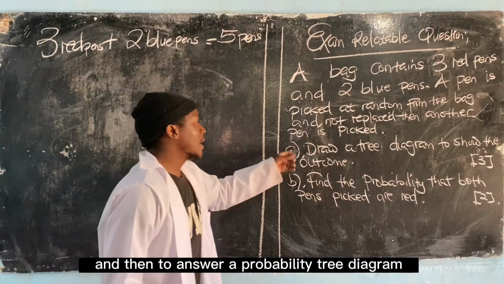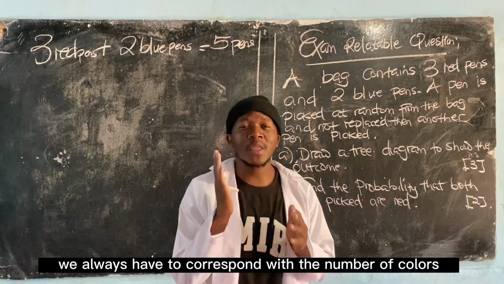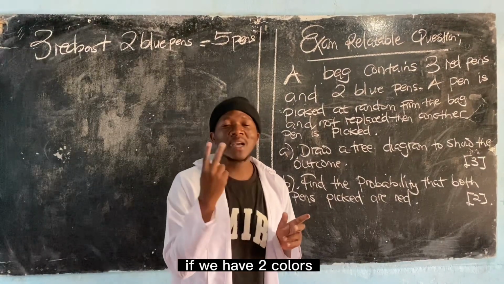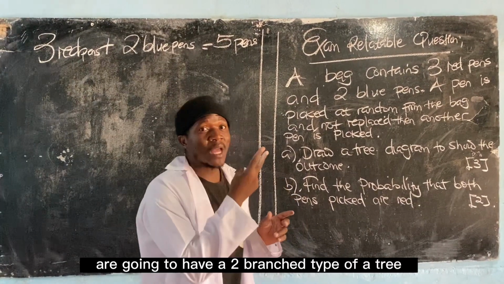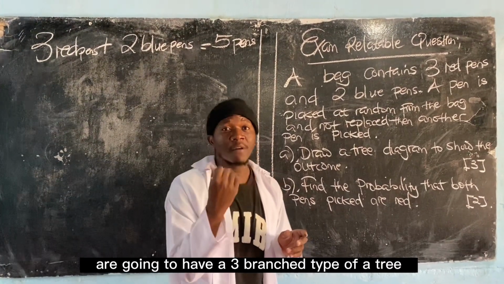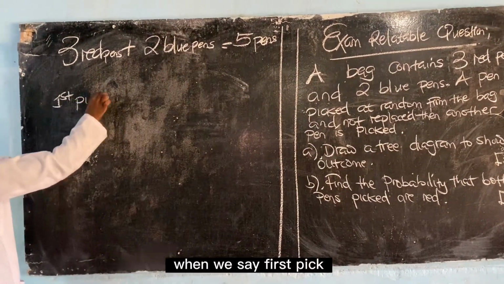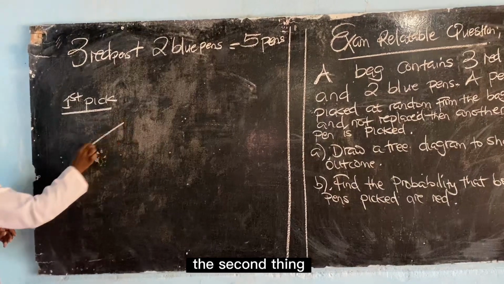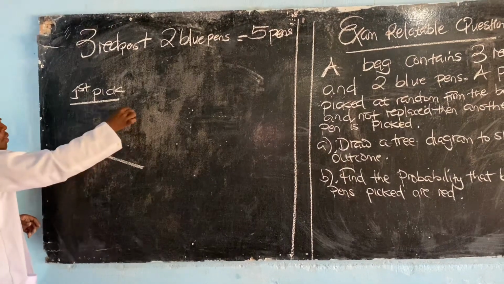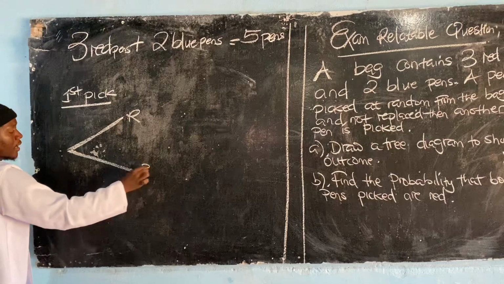And then to answer a probability tree diagram, we always have to correspond with the number of colors that are present in the question. If we have 2 colors, we're going to have a 2 branched type of tree. If we have 3 colors, we're going to have a 3 branched type of tree. So we're simply going to say first pick. When we say first pick, the second thing is we draw a tree or a branch like this. Then we showcase our colors. The first one is red, the second one is blue.